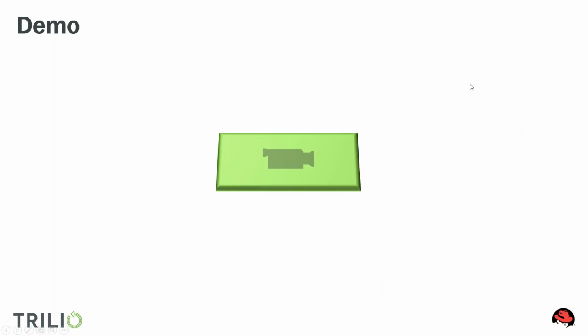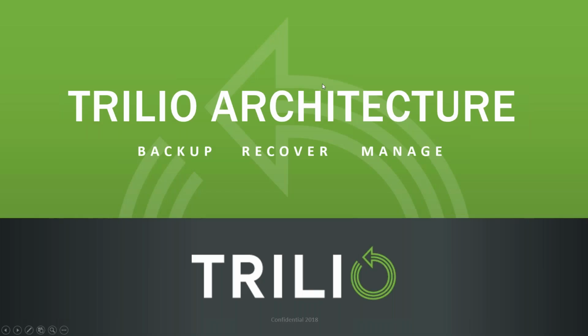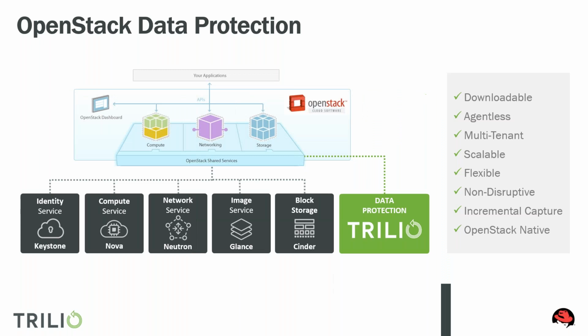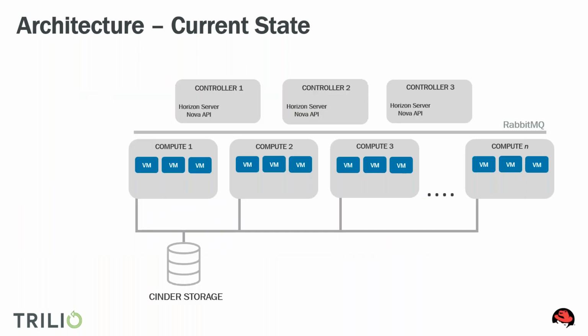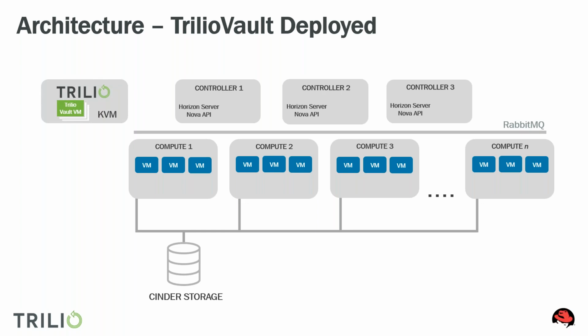Well, this is where we get nitty gritty, right? So let's talk architecture. We've already mentioned how Trilio is really a service. Think about it really as a service inside of OpenStack. And if this is your OpenStack, you have your control layer, your compute layer, and your storage layer. When you install Trilio, you get the following components.